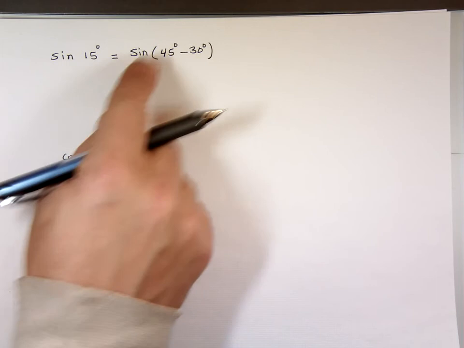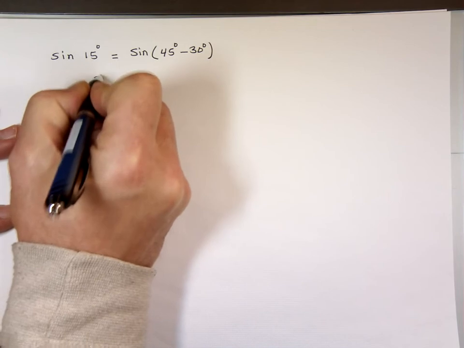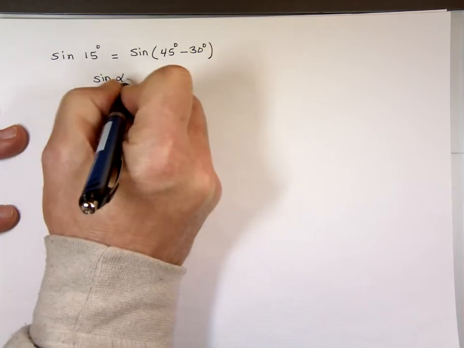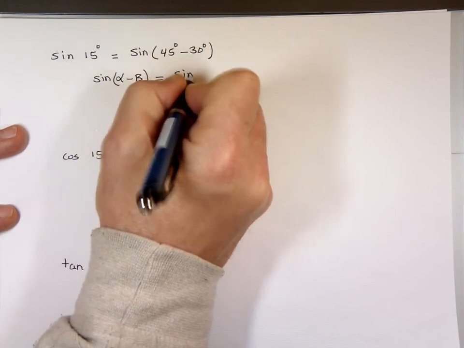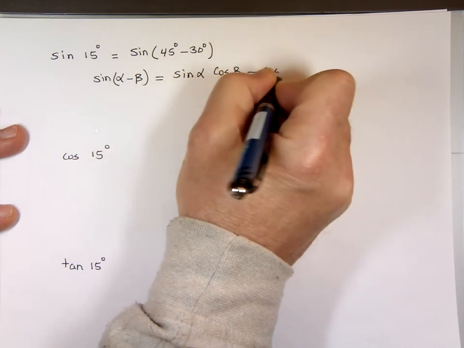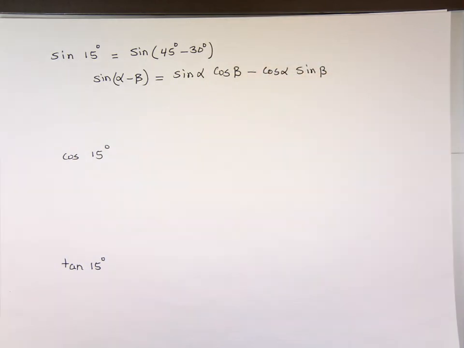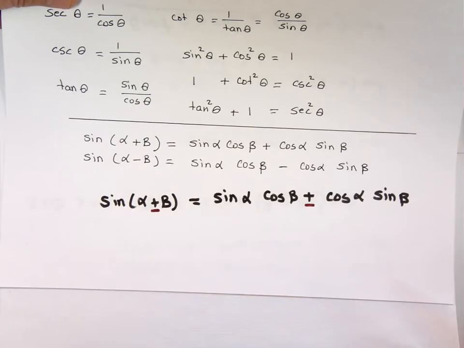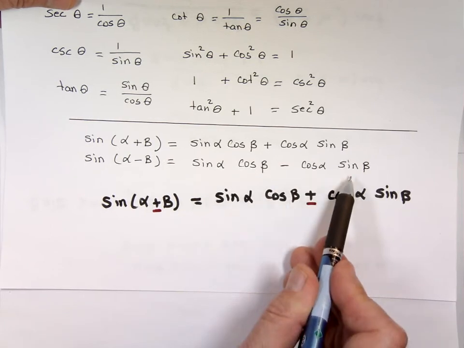Now I can use sine alpha minus beta. Remember, we have that identity that says sine alpha minus beta, because that's what you have. You have a minus here. It should be sine of alpha cosine beta minus cosine alpha sine beta. We just did that one. Right here. I'll put it back there quickly. Sine alpha minus beta, sine alpha cosine beta, minus cosine alpha sine beta. So I'm taking advantage of that one.